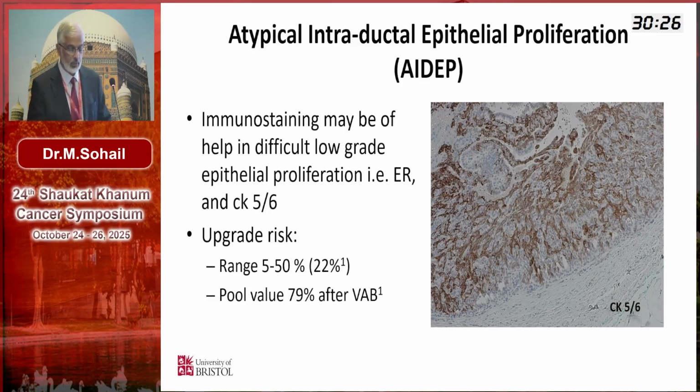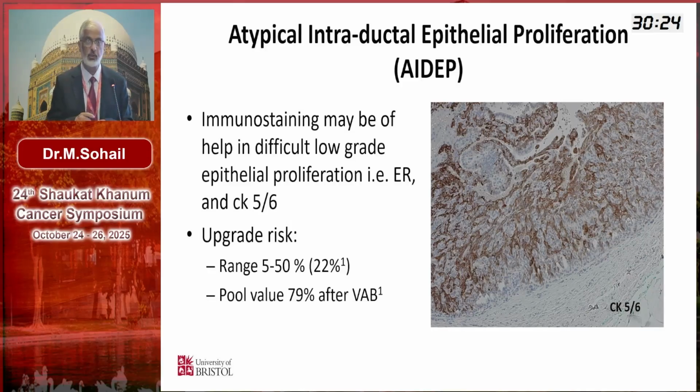So the frequency of upgrade to DCIS or invasive carcinoma varies, and this is usually higher compared to other types of lesion. In the literature, depending upon how strict the pathologist is, this varies from 5 to 50%, but the average is about 22%. And the pooled value after VAB is about 79%.